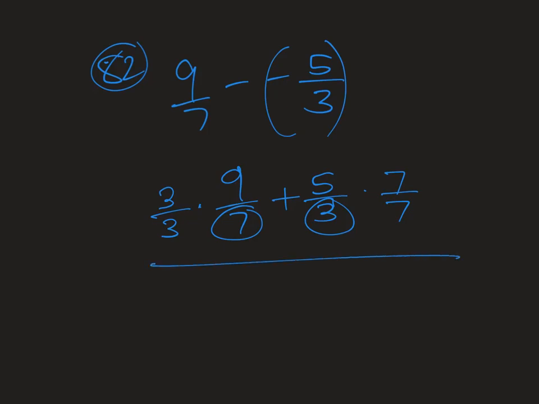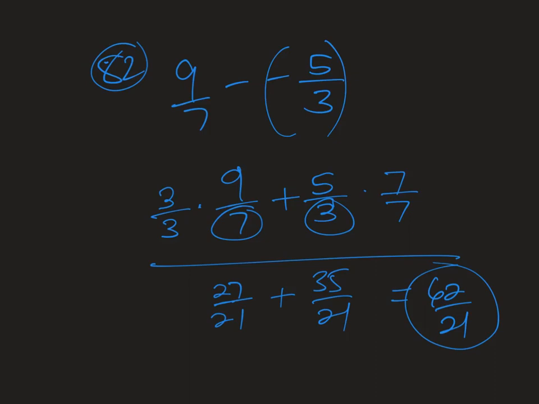And so you go ahead and you write this out. You have 3 over 3 multiplying the 9 over 7. So you have 27 over 21 plus 35 over 21. You add those two numbers together, you have 62 over 21, and that is your final answer.